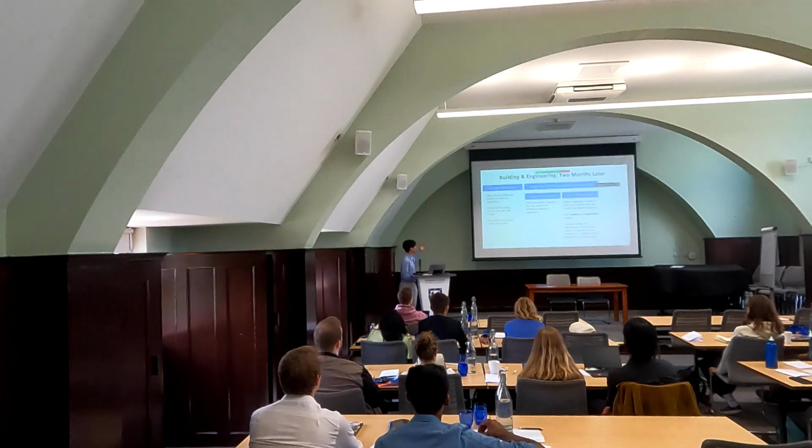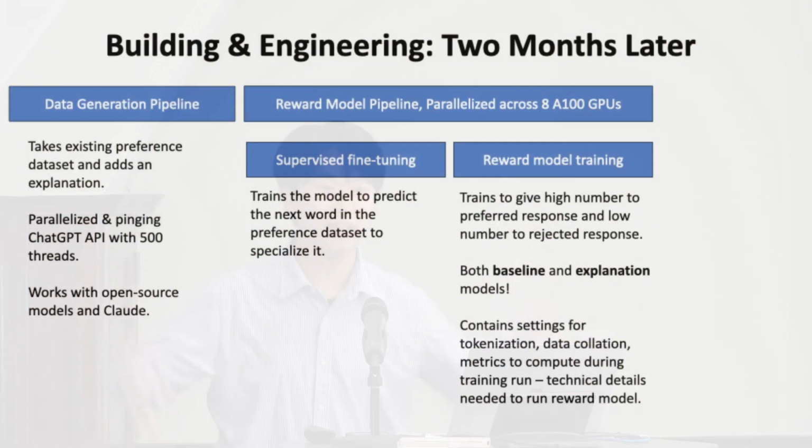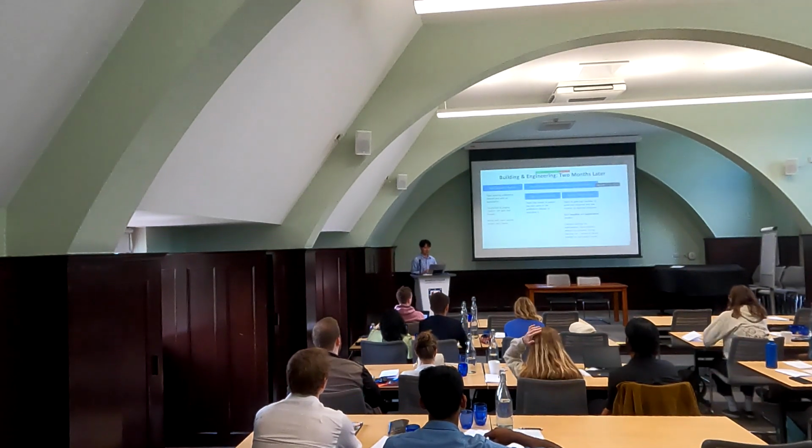And then afterwards, I built a reward model pipeline parallelized across 8 A100 GPUs via Hugging Face Trainer and Accelerate. Essentially, there's supervised fine-tuning, which is typically a step used in reward model training. Essentially, what this means is that you have some sort of baseline model, and then you want to specialize it. So you just train it on the preference data set to do the typical thing of predicting the next token. And this results in around 1 to 2% increased performance, so we do it.